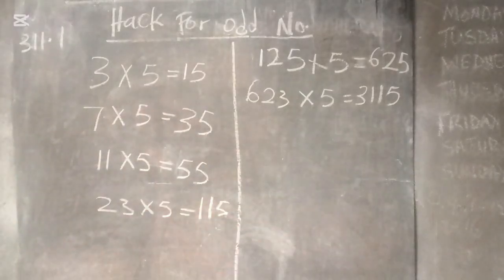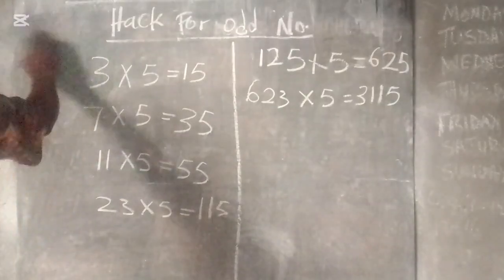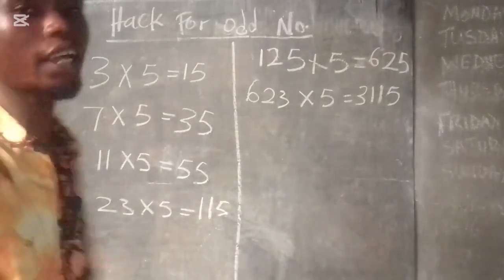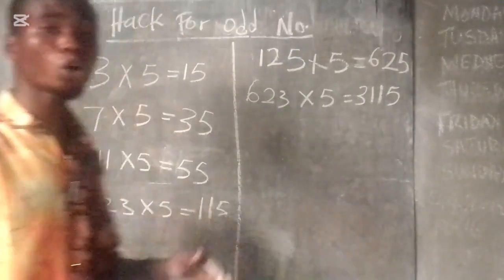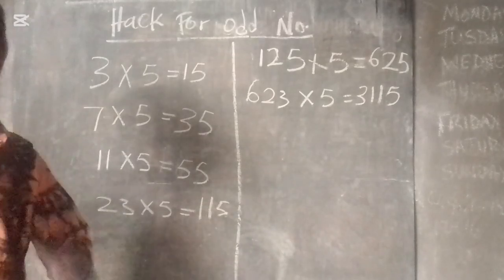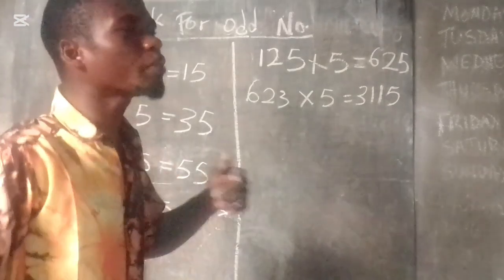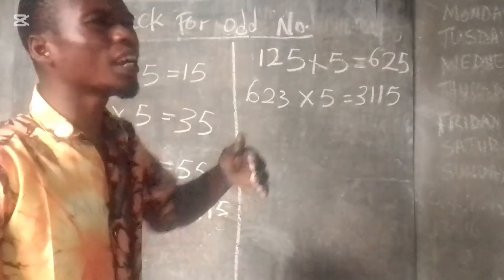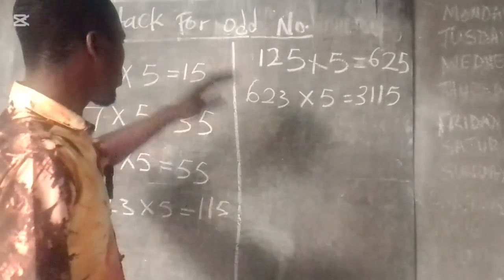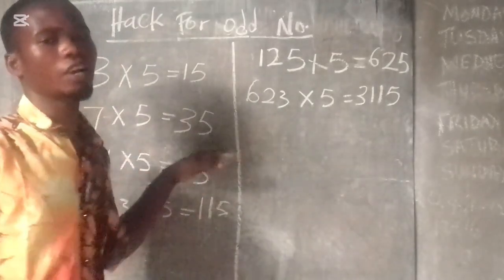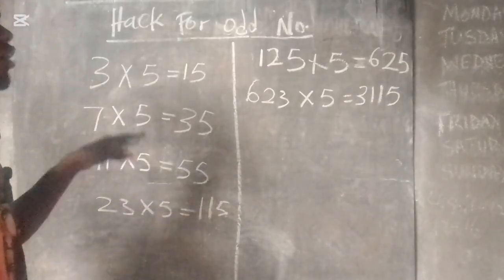So you see that it's very simple. This trick or hack in multiplying 5 with odd numbers and even numbers is very, very simple. You don't need to start cramming a very long page. You don't need to start cramming big things before you can start multiplying 5 with other numbers. So are you getting me?